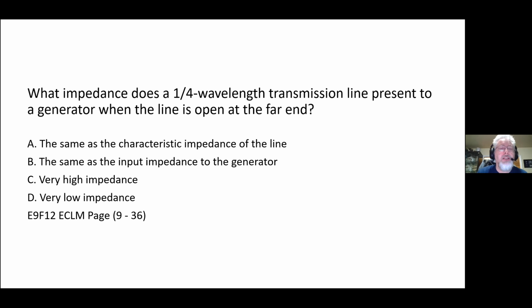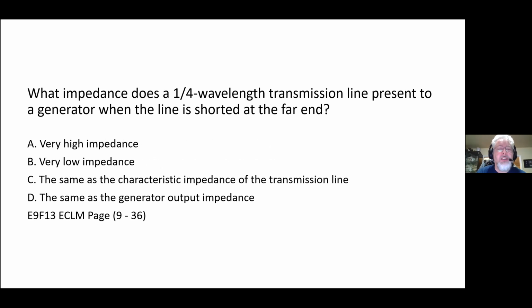What impedance does a 1/4 wavelength transmission line present to a generator when the line is open at the far end? A, the same as the characteristic impedance of the line. B, the same as the input impedance to the generator. C, very high impedance. Or D, very low impedance. Delta is correct, very low impedance.